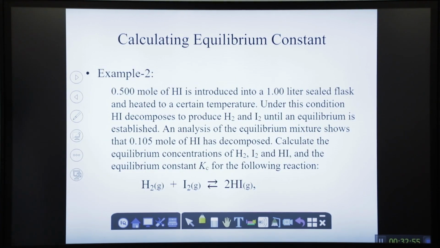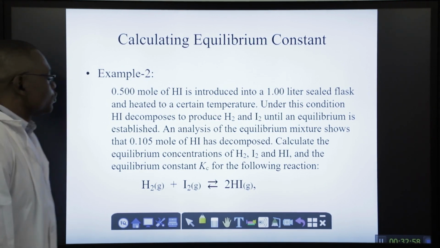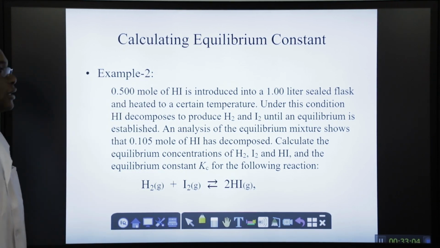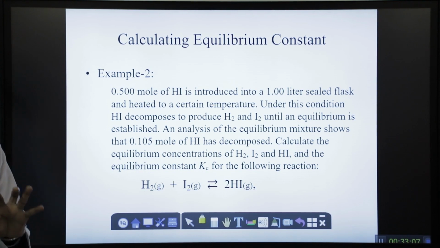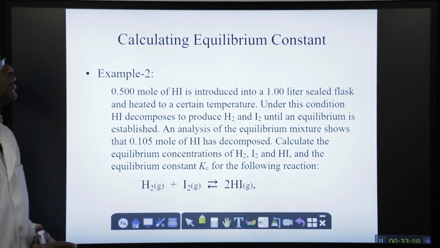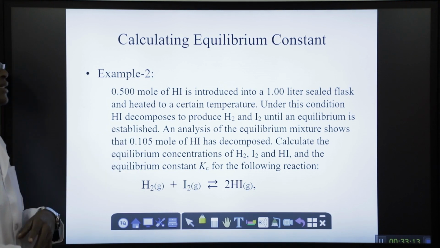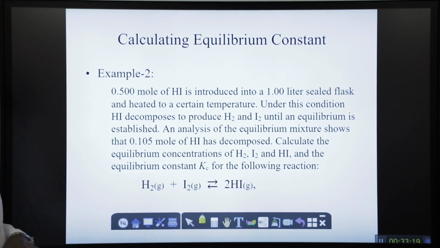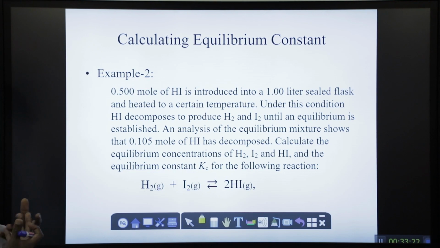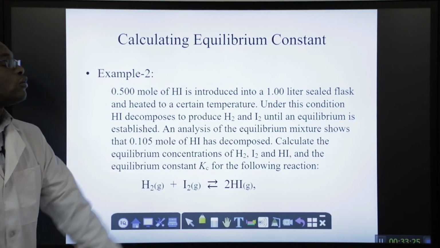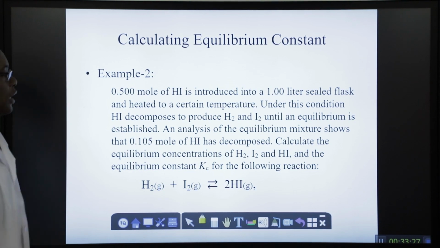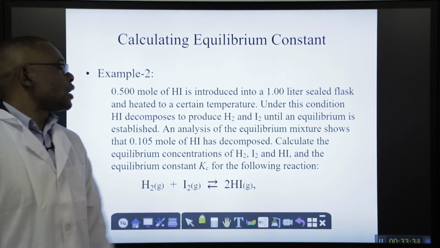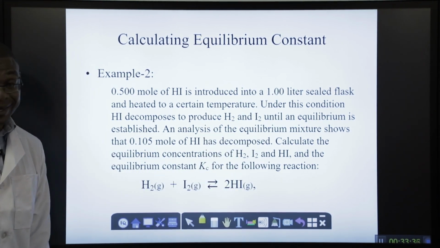Okay. So here is yet another example which I want you to practice on your own, where we are saying 0.5 moles of hydrogen iodide is introduced into a 1 liter sealed flask and heated to a certain temperature, and under this condition hydrogen iodide decomposes to produce hydrogen and iodine until an equilibrium is established. And the analysis of the equilibrium mixture shows that 0.105 moles of the hydrogen iodide has decomposed. So calculate the equilibrium concentrations of hydrogen, iodine, hydrogen iodide, and the equilibrium constant Kc for this reaction.